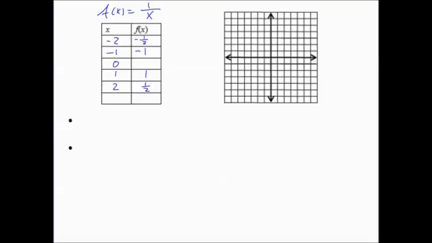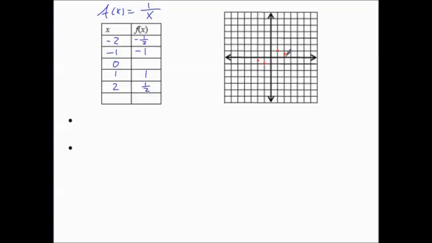Let's start marking these points in our coordinate plane. -2 and -1/2 is going to be about here. -1 and -1 is going to be here. 1 and 1 is going to be here. And 2 and 1/2 is going to be here.